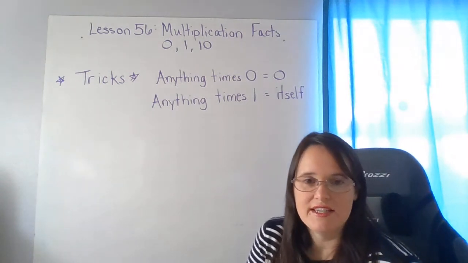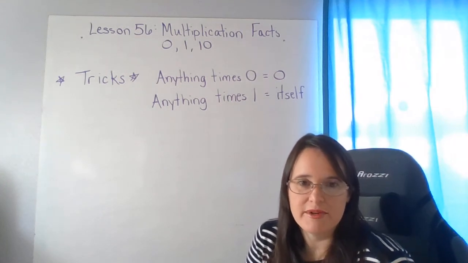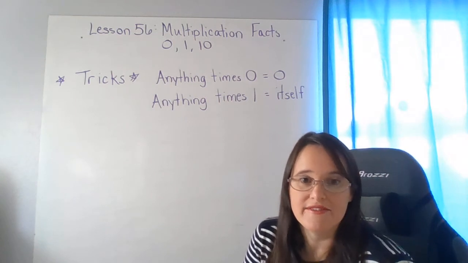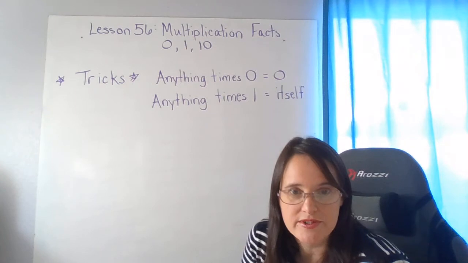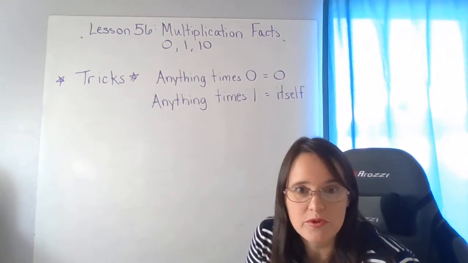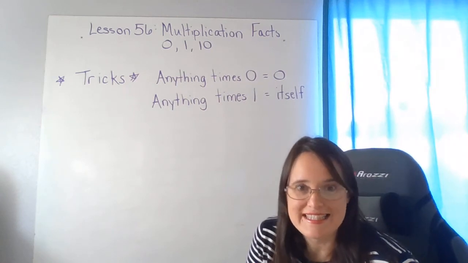Think of 0 groups of 2. We've got Oreos, everybody's got 2 Oreos per group, but you have 0 groups of 2 Oreos. How many Oreos do you have? None, because you don't have any groups. So anything times 0 is going to be 0.